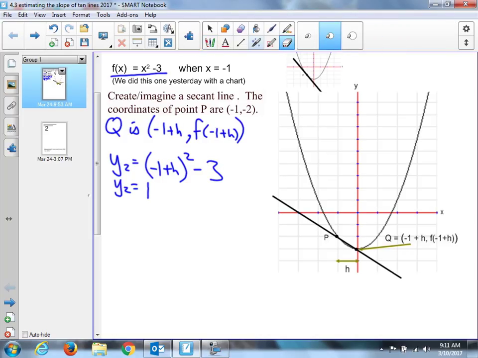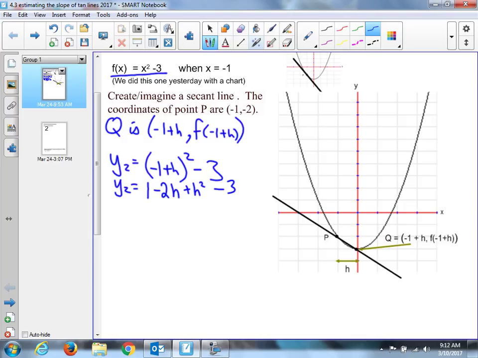It's negative 1 plus h times negative 1 plus h. So 1, minus h, minus 2h. This is when I usually get that mistake too. Plus h squared. Agreed? 3 terms when you square that up. And then subtract 3. That is my y coordinate.